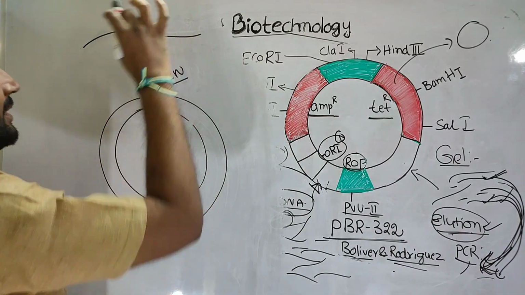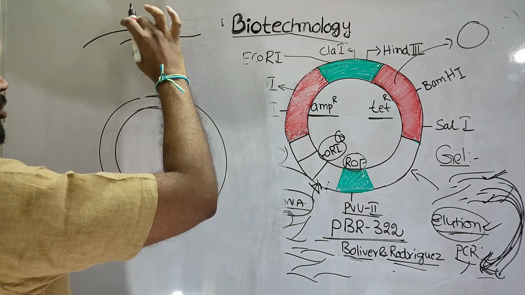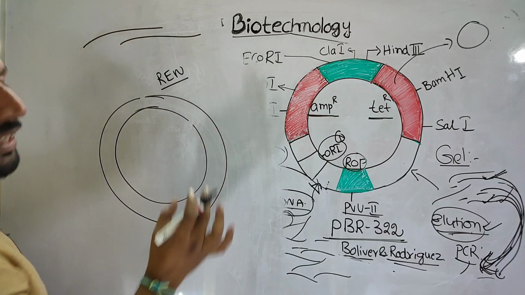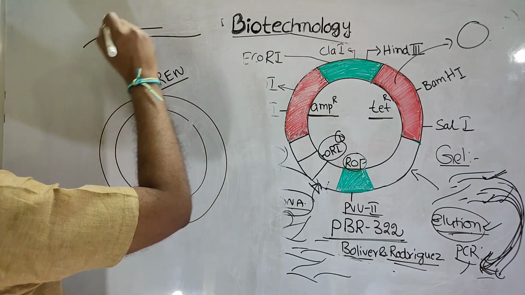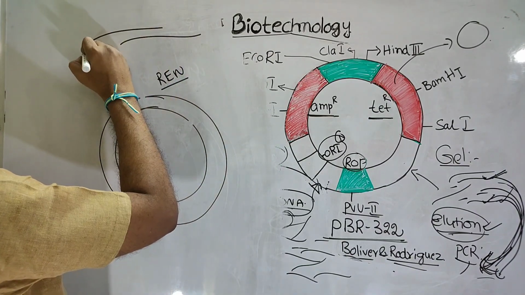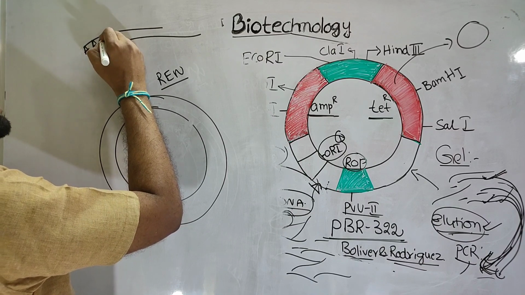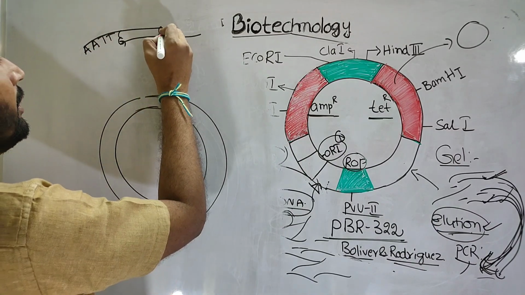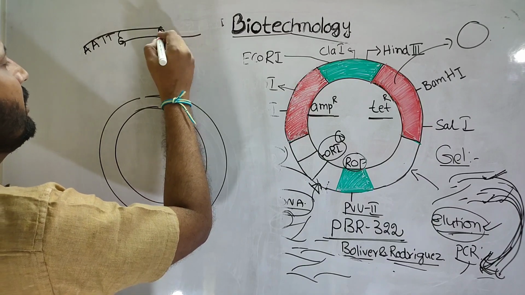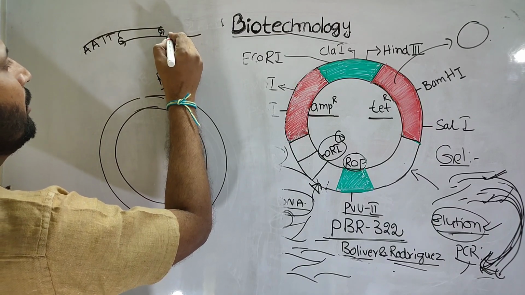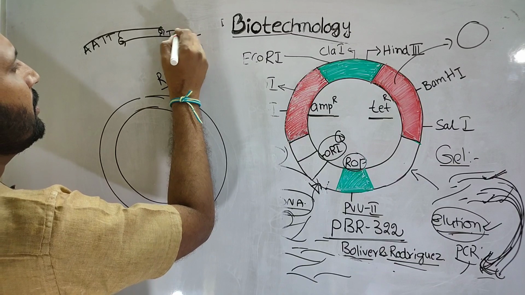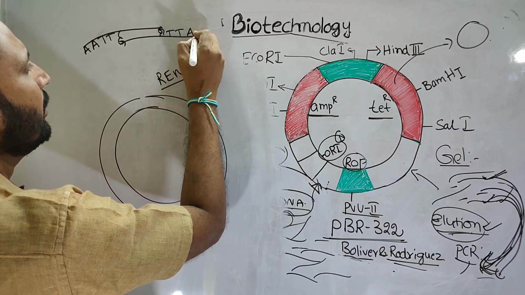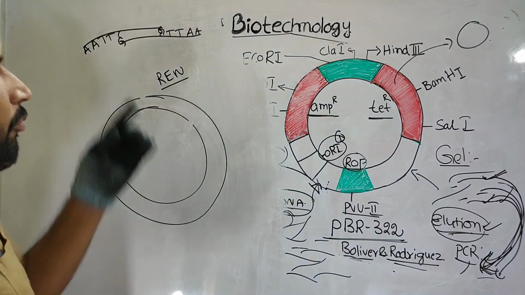So this is the DNA fragment, the foreign DNA, the desired DNA fragment. This desired DNA fragment contains a palindromic sequence, G AATTC, with C on the other strand, meaning TTAA. This is the palindromic sequence, and this is the foreign DNA.